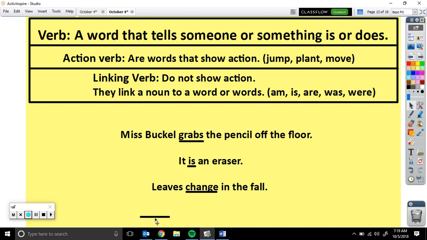Because leaves are the noun, right? We talked about that last week. That's an irregular noun. Leaves. And what are the leaves doing? They are changing, right? So it is an action. The leaves are changing. All right.